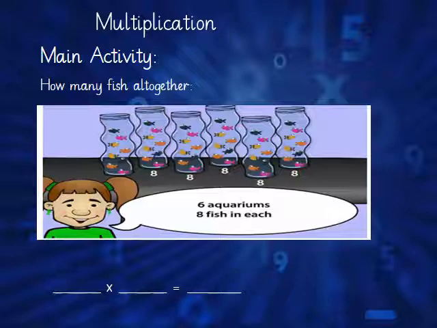Let's come up with the answer. The multiplication sentence is 8 multiplied by 6 is equal to 48. Hopefully your answer is correct. Well done.